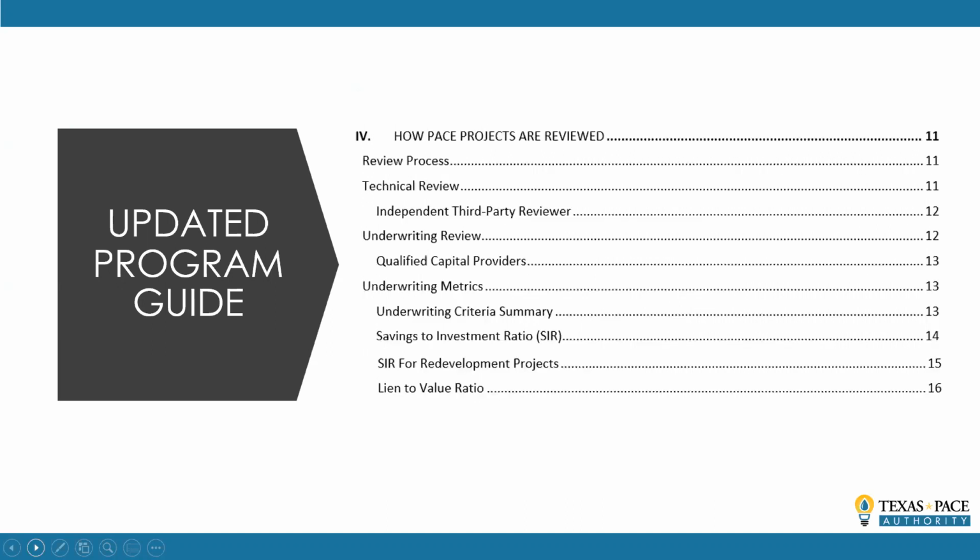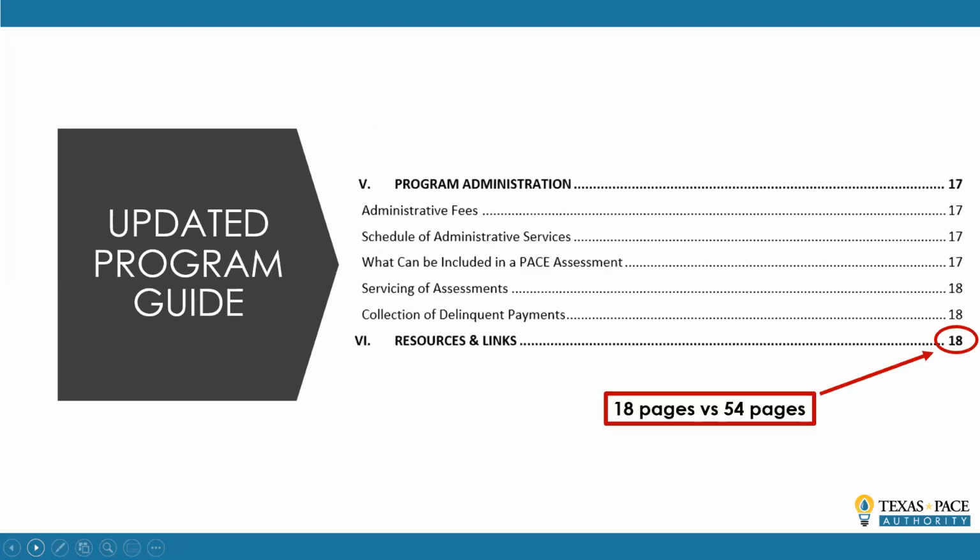And then on the review side, section 4, the review process, the technical review, the third-party reviewer that's required, the underwriting review, and then the key metrics that have all been updated. Program administration, again, not a lot of this has changed because so much of this is in the statute. And again, instead of having pages of forms and documents in a static form, resources and links are provided at the end. And we have been able to knock this from 54 pages down to 18, which we think is less intimidating if you're looking at this for the first time, and hopefully more understandable and more approachable.